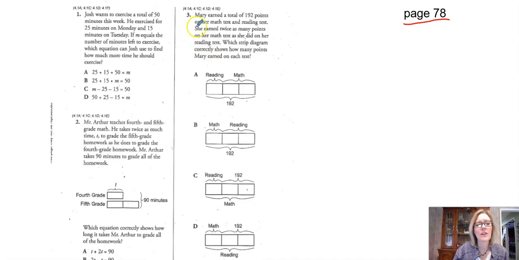So it says, Mary earned a total of 192 points on her math test and reading test. She earned twice as many points on her math test as she did on her reading test. Which strip diagram correctly shows how many points Mary earned on each test? So we don't even look at our answer choices yet. We have to go back and figure out how we're going to understand the problem.